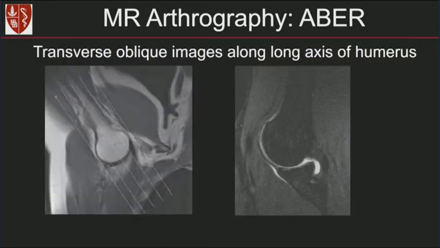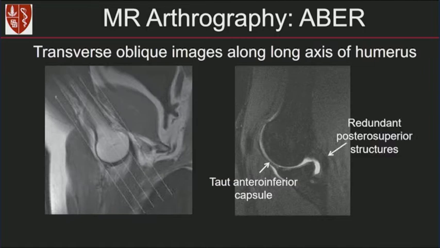So here's an image of the ABER. We image the ABER sequence along the long axis of the humerus, and here's the ABER image that we get. Notice the taut anteroinferior joint capsule in this case, and then the posterior superior structures become redundant on this sequence.